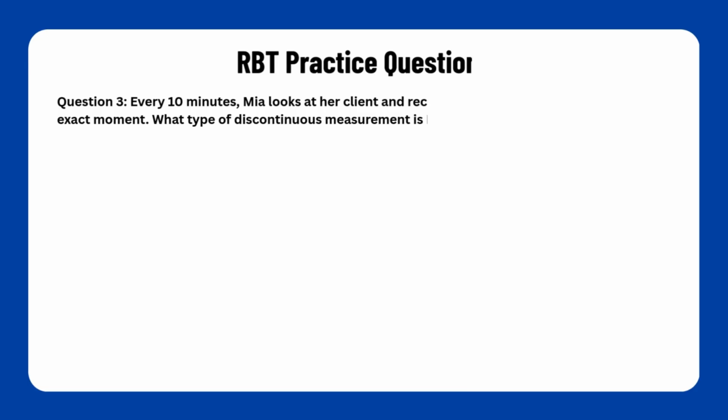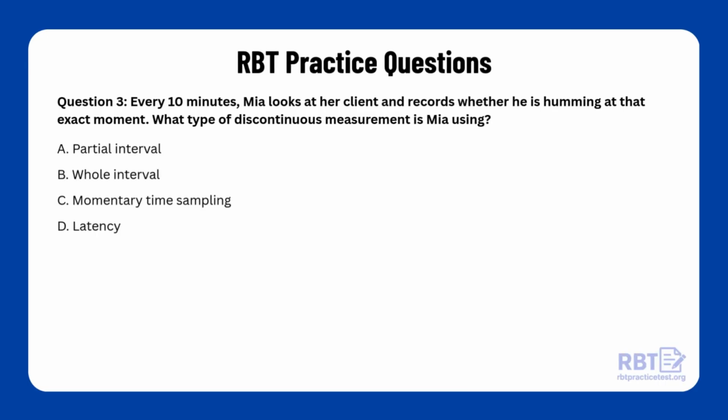Question number 3. Every 10 minutes, Mia looks at her client and records whether he is humming at that exact moment. What type of discontinuous measurement is Mia using? A. Partial interval. B. Whole interval. C. Momentary time sampling. D. Latency. The correct answer is C.